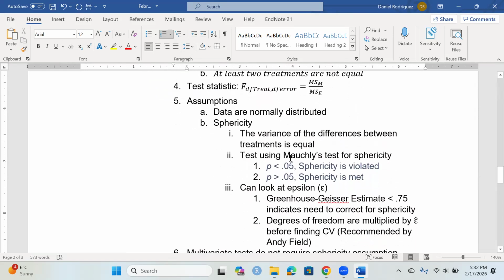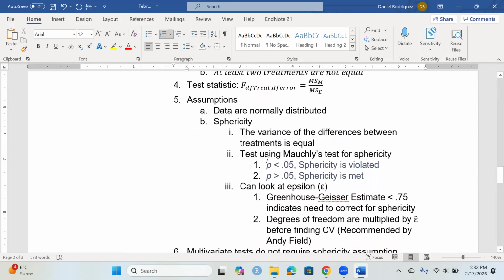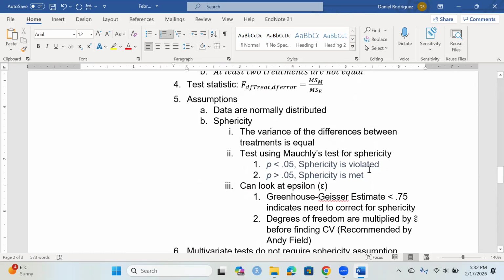We can test for that using something known as Mauchly's test for sphericity. So the null hypothesis basically is that the variances are equal, and the alternative is that they are not equal, right? So if we reject the null hypothesis, we'd say sphericity is violated. If we don't reject the null hypothesis, we say sphericity is met.